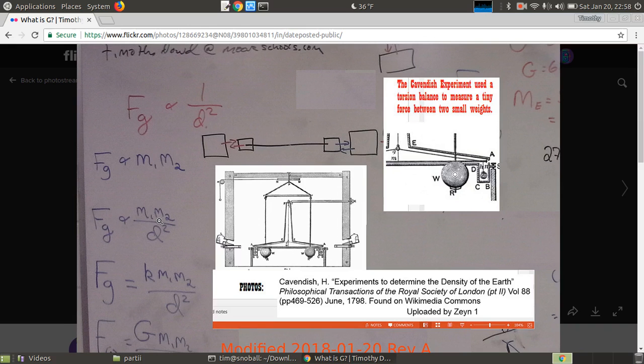So he puts it in a glass box. It's a very long string hanging it. You can see in the 1798 Cavendish apparatus that Cavendish actually looked in through peepholes on the side to try to minimize wind and other forces.